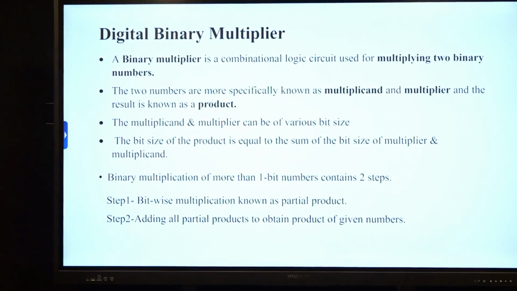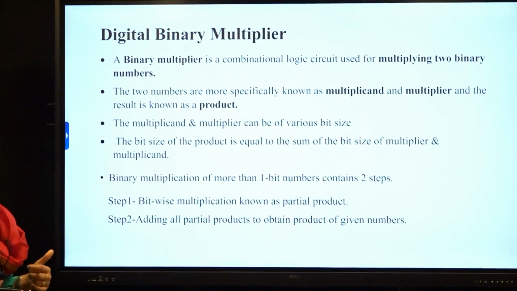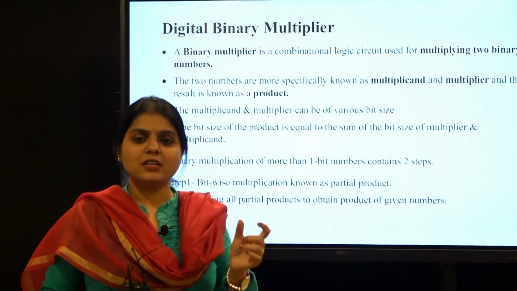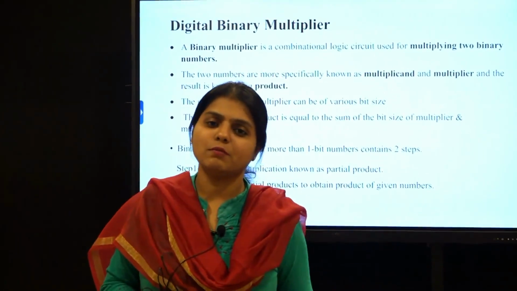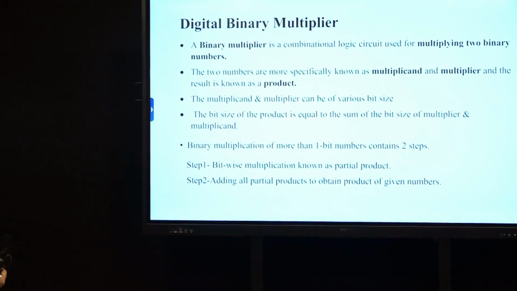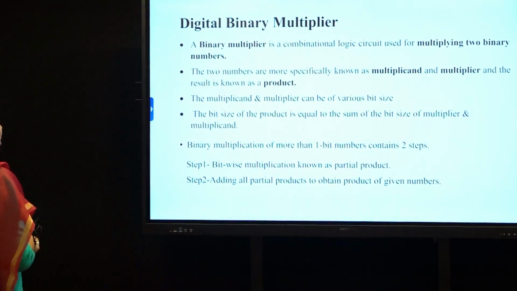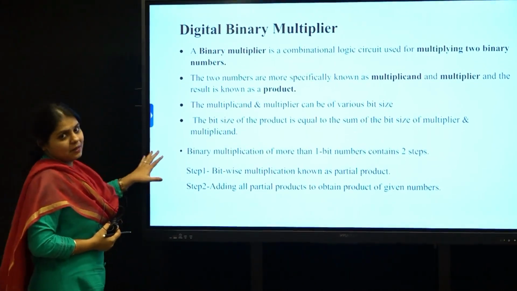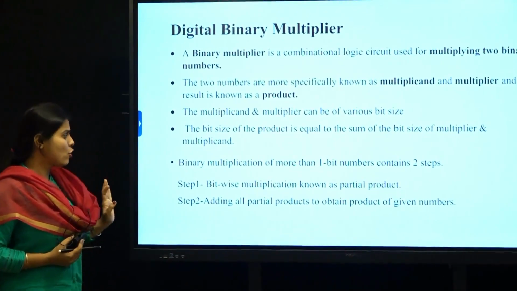Multiplier and multiplicand can be of various sizes, right? Like I can multiply 23 into 5. Here the multiplicand is of 2 digits, multiplier is of 1 digit. Both of them can vary in size. The bit size of the product is equal to the sum of the bit sizes of the multiplier and multiplicand. All of us know about this.